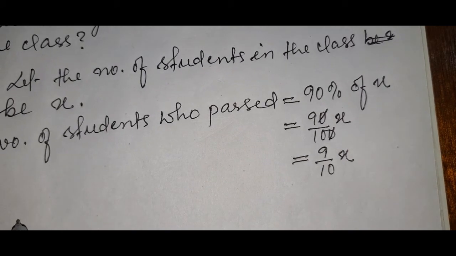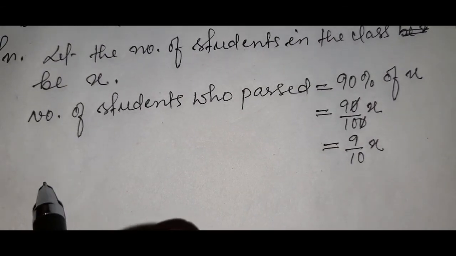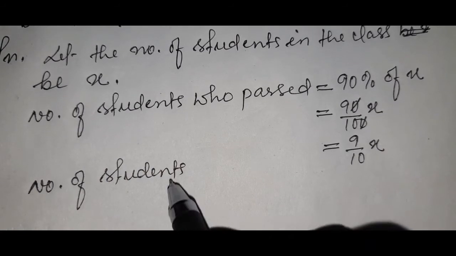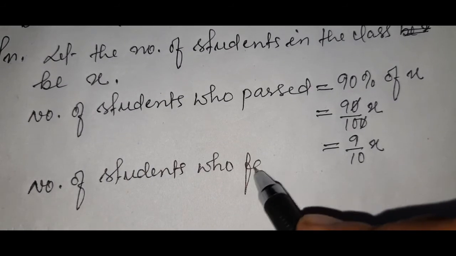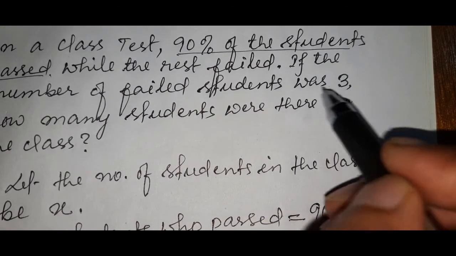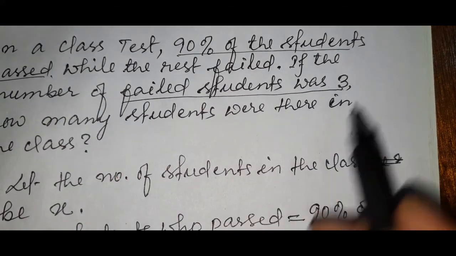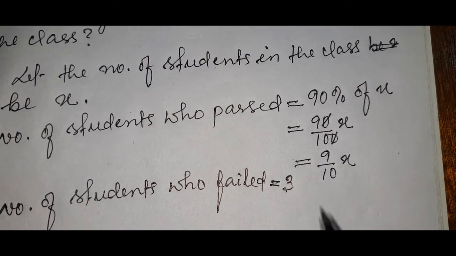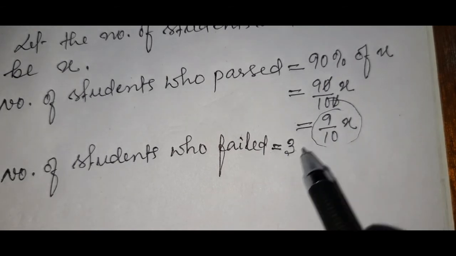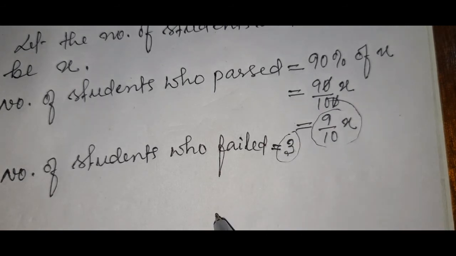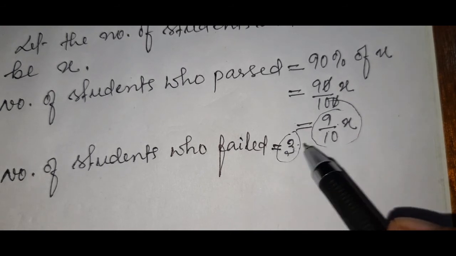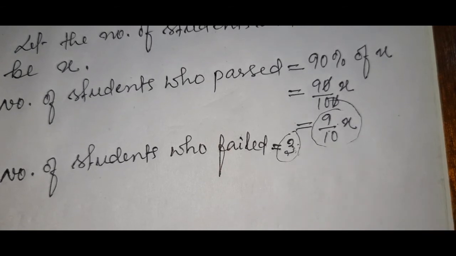Now again the question has given us the number of students who failed in the exam. The number of students who failed was 3, so here it is 3. Now 9 by 10x is the number of students who passed in the exam, and 3 is the number of students who failed in the exam. If you add these two, the number of students who failed and the number of students who passed, then you will get the total number of students.